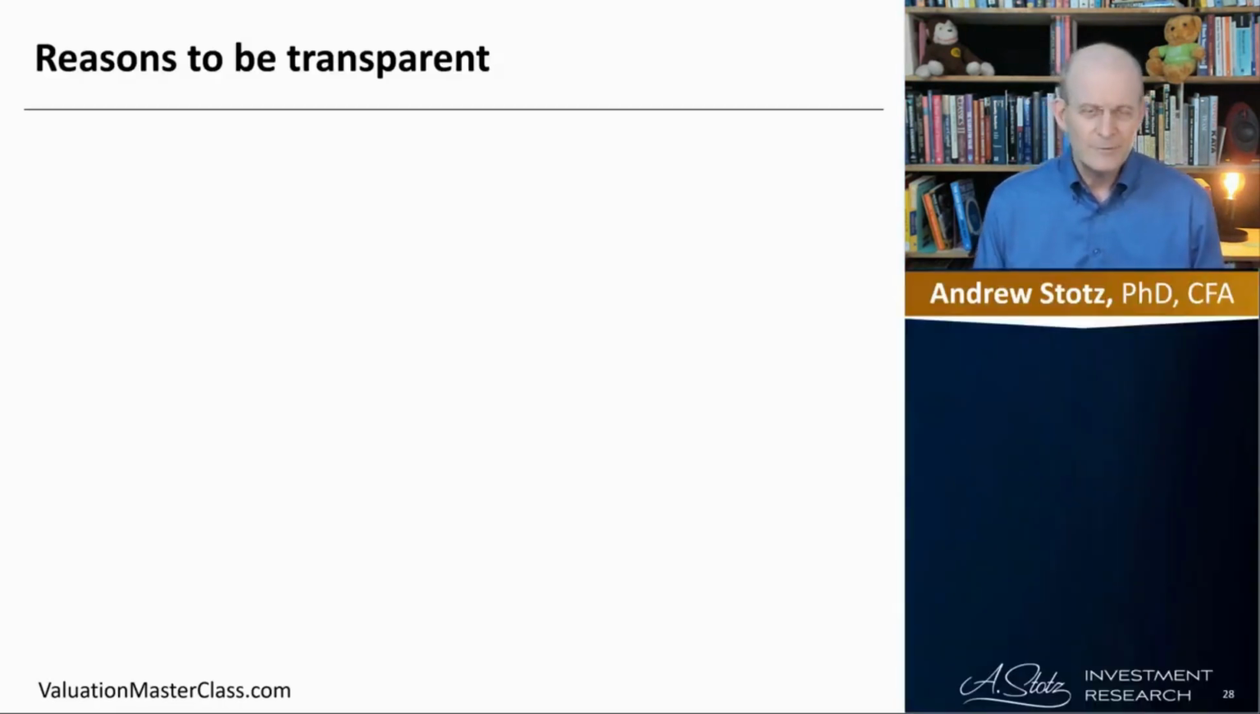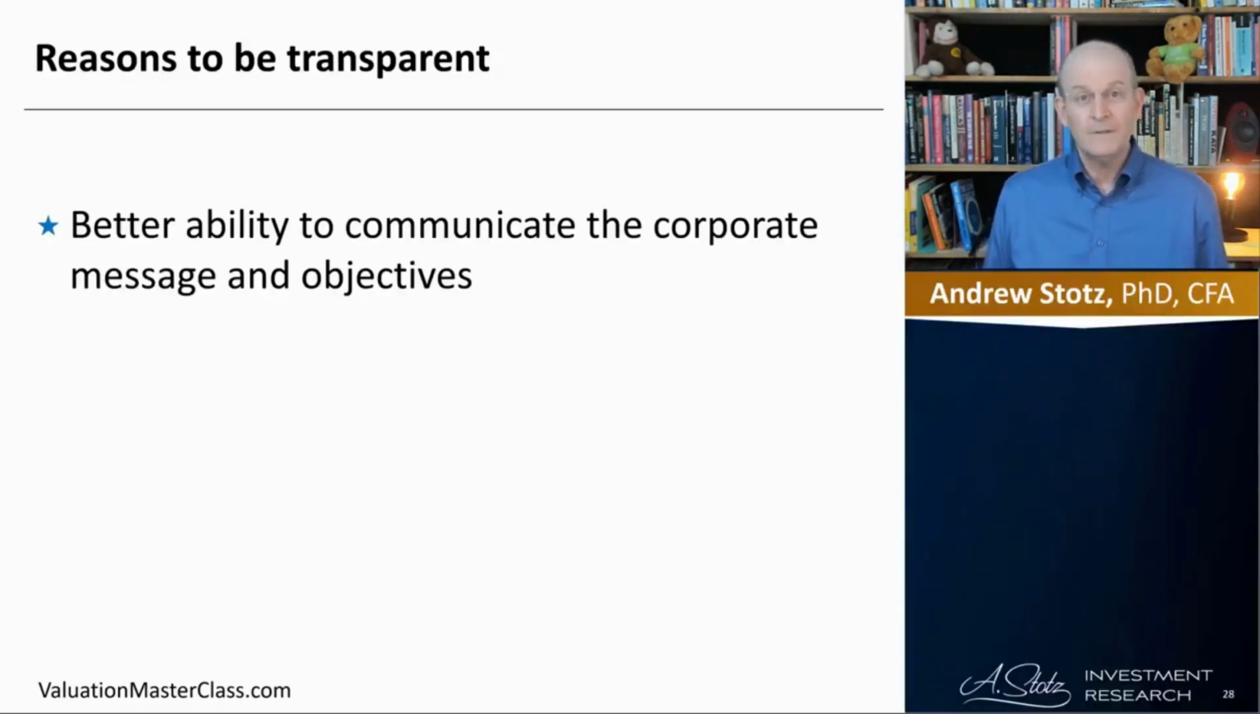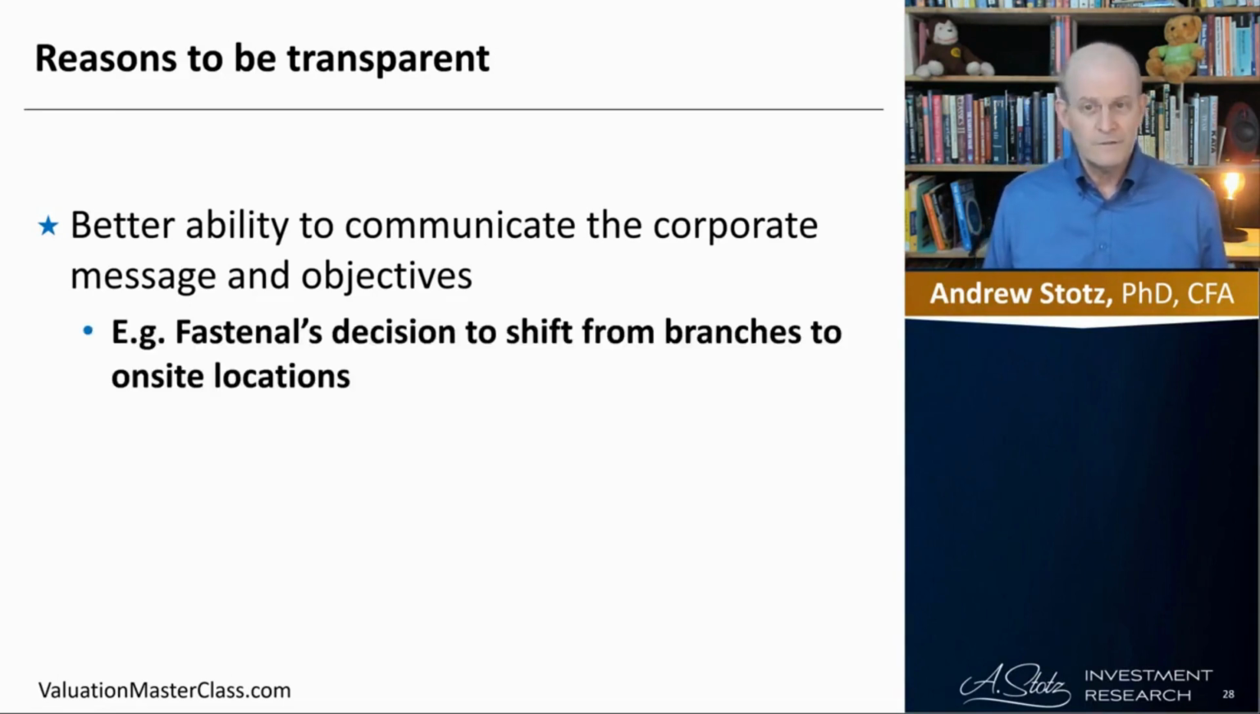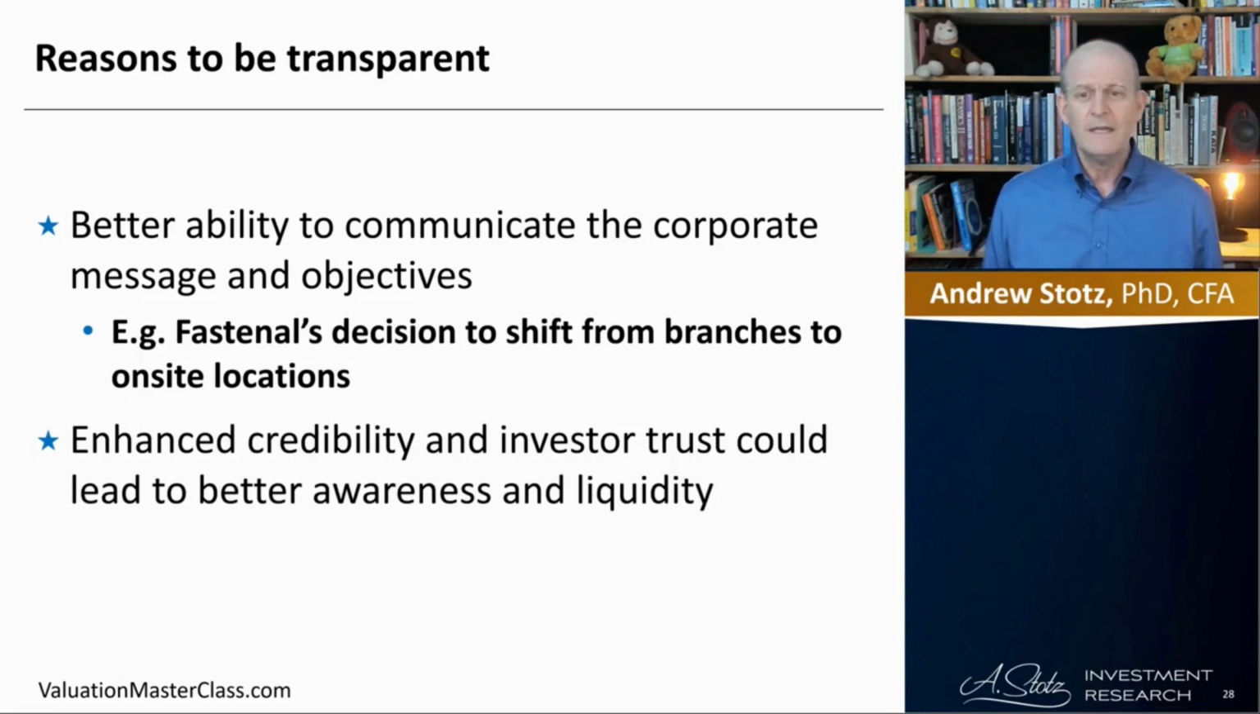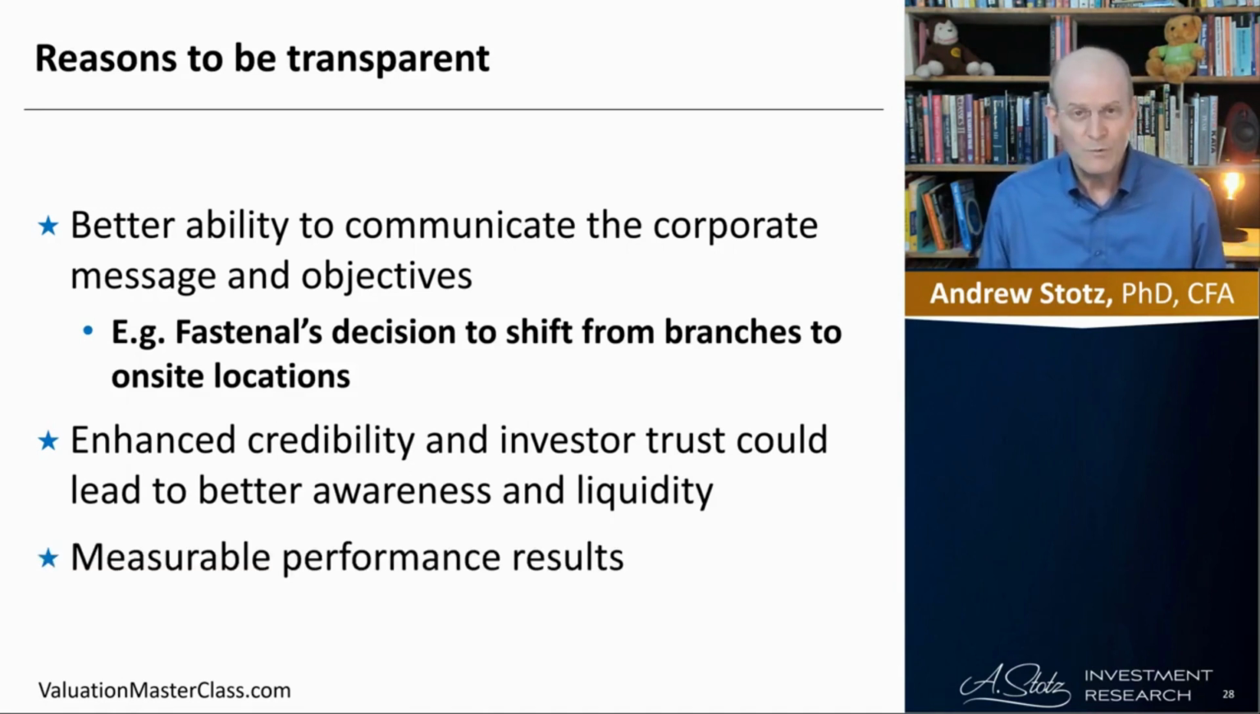So let's look at some reasons to be transparent. It's better ability to communicate the corporate message and objectives. Fastenal's decision to shift from branches to on-site locations is very clearly described in their information. Enhanced credibility and investor trust could lead to better awareness and liquidity. If the company did not provide all this information, think about it. We probably wouldn't be talking about it in the Valuation Masterclass. And as a result, you can see it raised awareness and measurable performance results that they can share with their investors.